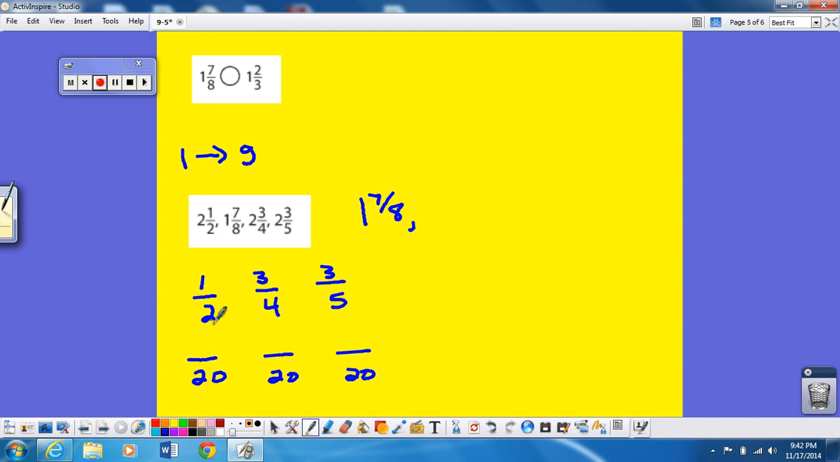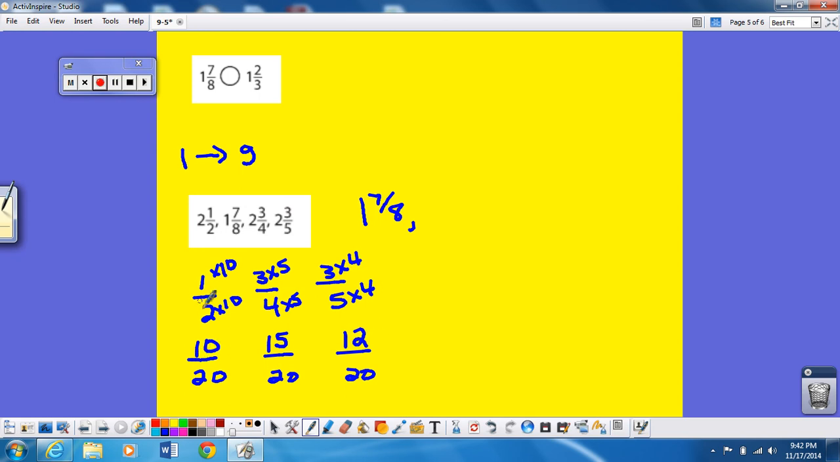Okay? How did I get from 2 to 20? I multiplied times 10, which means up here I have to multiply times 10. 1 times 10 is 10. Down here, how did I get from 4 to 20? Multiplied times 5, which means up here I have to multiply times 5. 3 times 5 is 15. Here, how did I get from 5 to 20? I multiplied times 4, which means I have to multiply times 4 up here. 3 times 4 is 12.